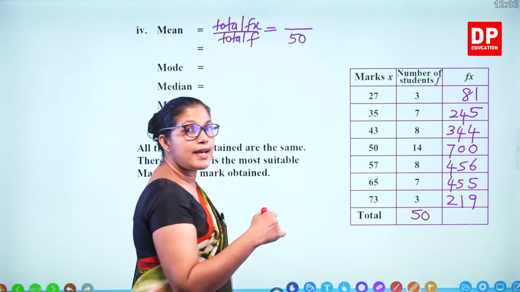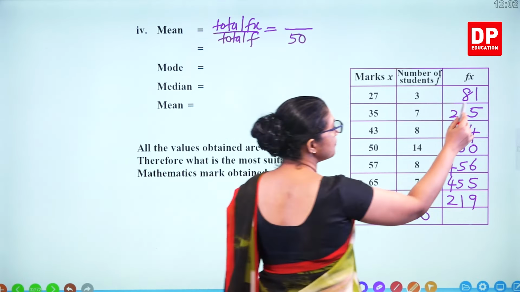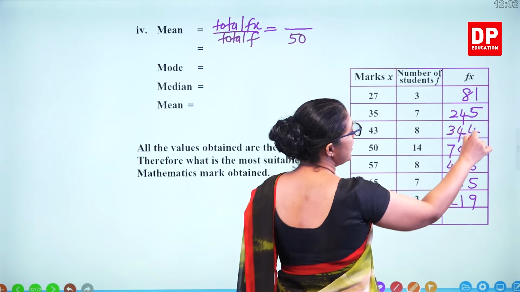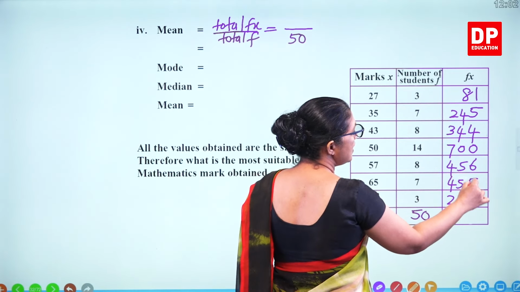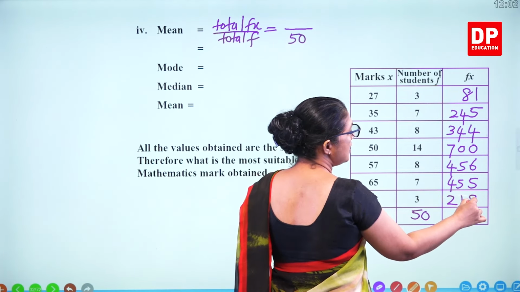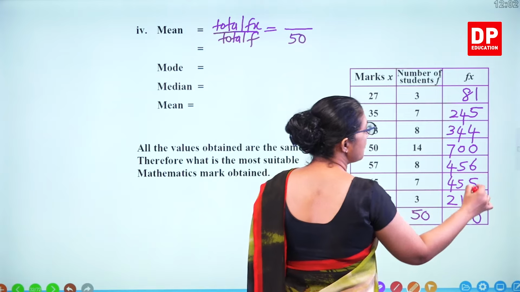Now we can add all together. 9 plus 1, 10. 10, 19, 20, 30. 3 remaining.